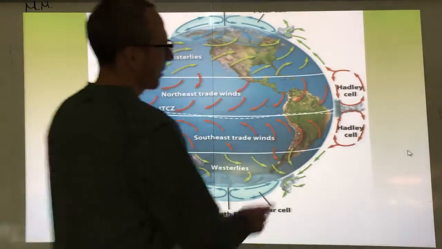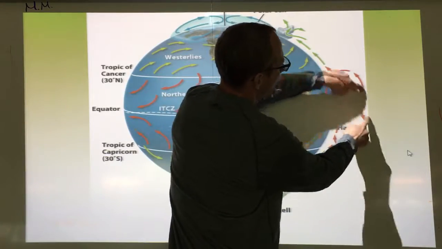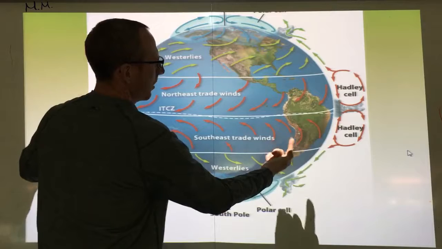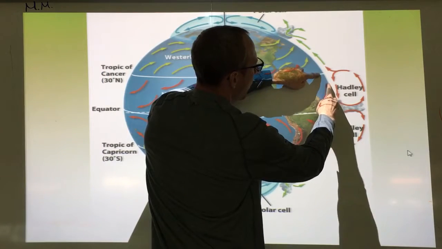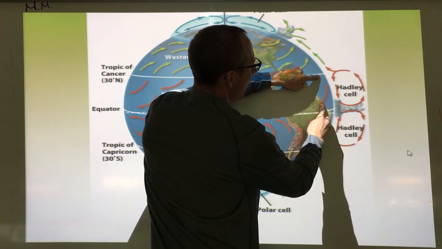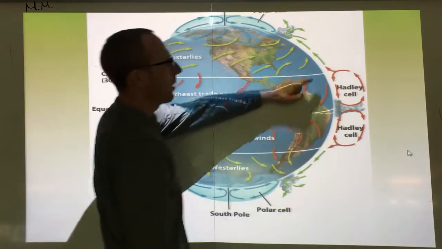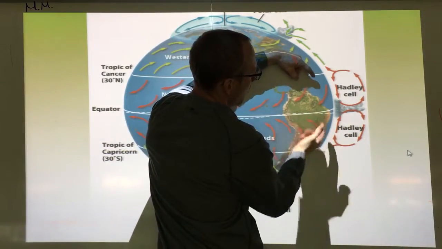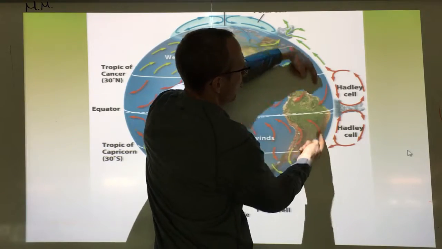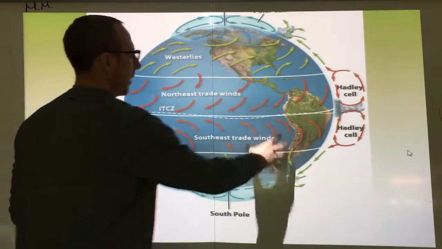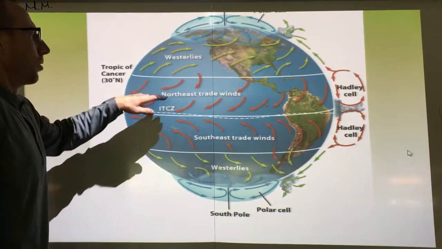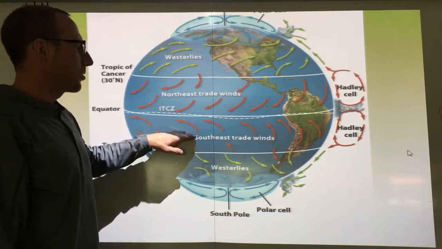So we have this Hadley cell, and we know that it's going like this. That makes sense. And the world is rotating like this. Okay, so what's happening as this air comes back down from the 30 north, comes back up from the 30 south, the world's rotating, so it's going to get deflected this way. Okay, and these are called your trade winds. Okay, right here we have your northeast trade winds, your southeast trade winds.